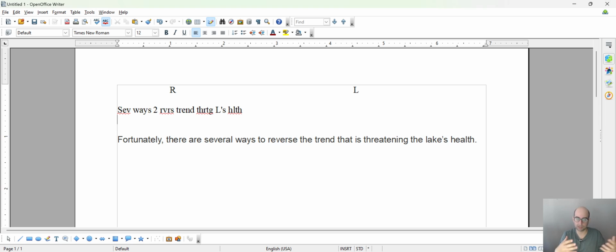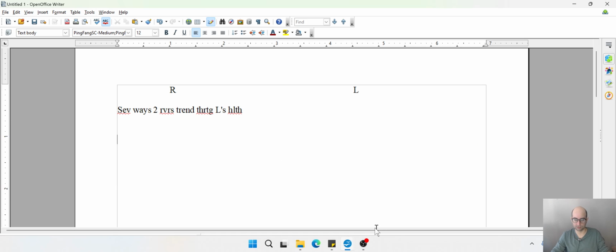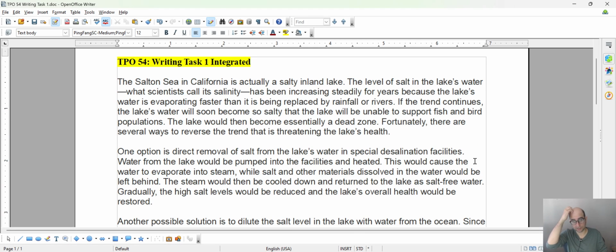All right, so I like to use reductions, abbreviations, symbols. You have to be very selective here. So whatever works for you. If you can't remember the word, just write it down. It's fine. All right, so let's come back to the reading passage.